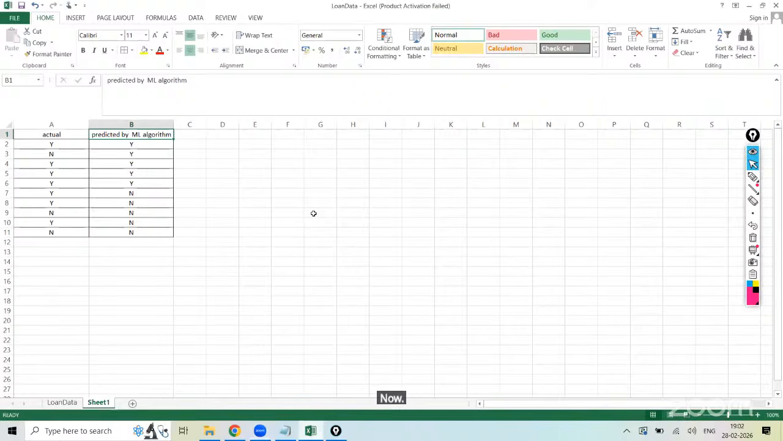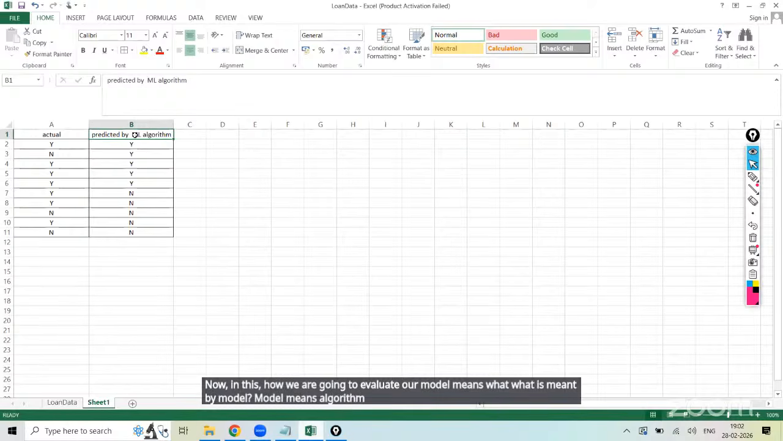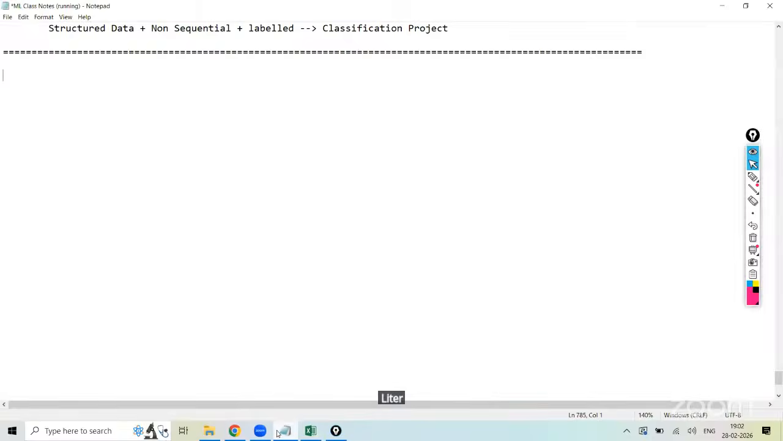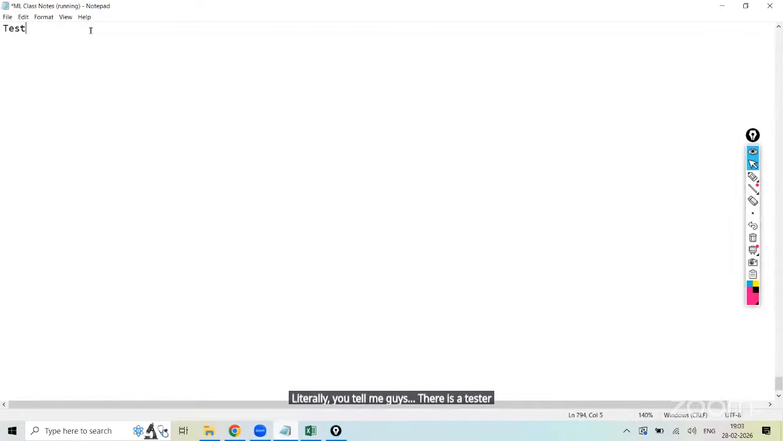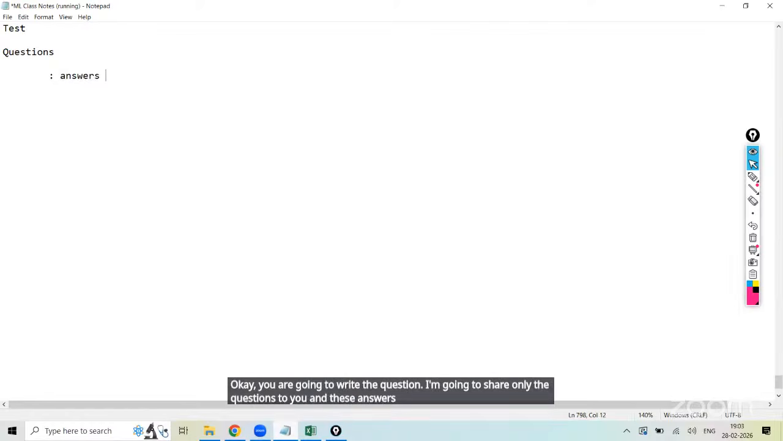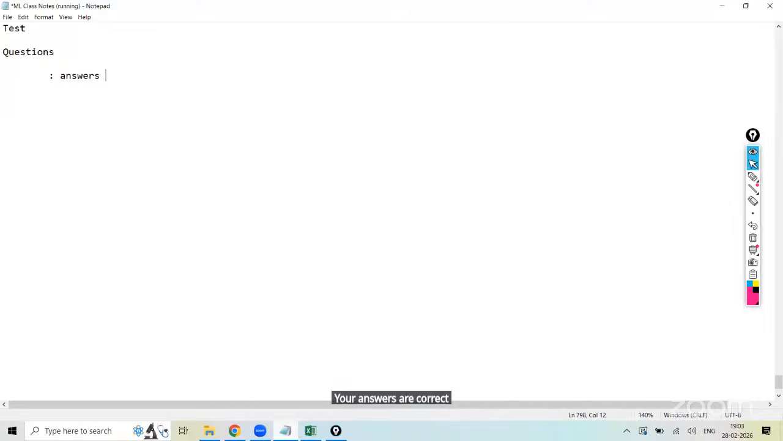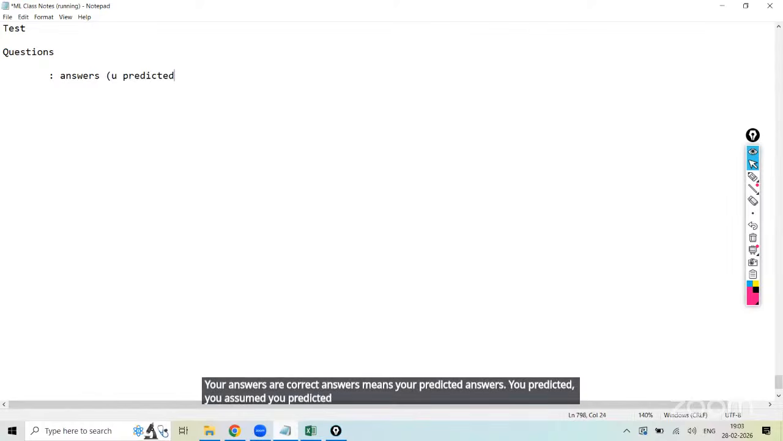Now in this, how are we going to evaluate our model? What is meant by model? Model means algorithm. How are we going to evaluate our algorithm? Literally, you tell me, guys, there is a test. I'm going to keep one test. For this test, I'm going to share the questions, and you are going to write the answers. I'm going to share only the questions to you. And these answers are correct answers or your answers? Your answers. Means your predicted answers. You assumed, you predicted. These are the answers. Now, whether those answers are correct or wrong, how do we check?